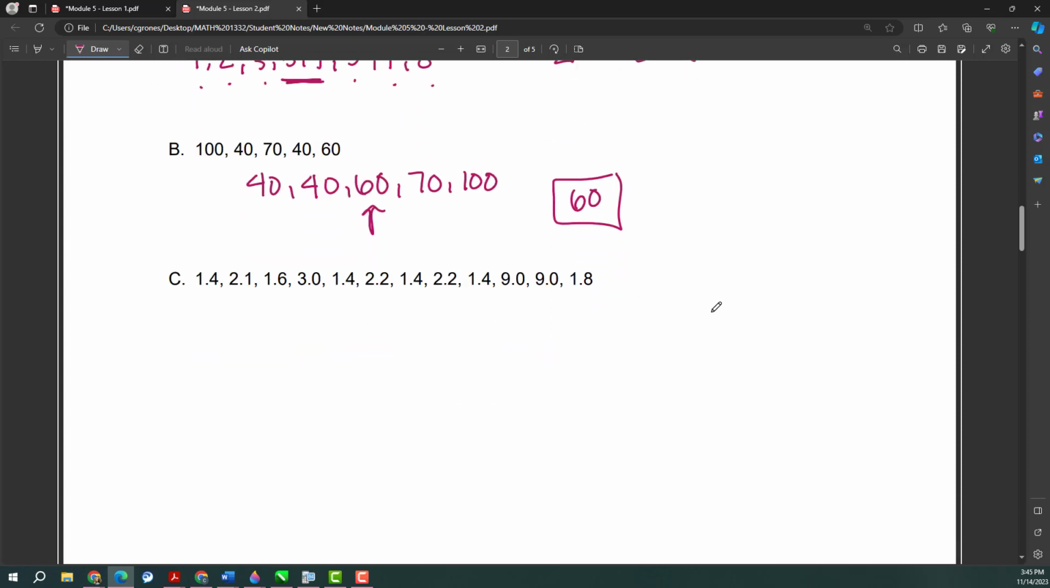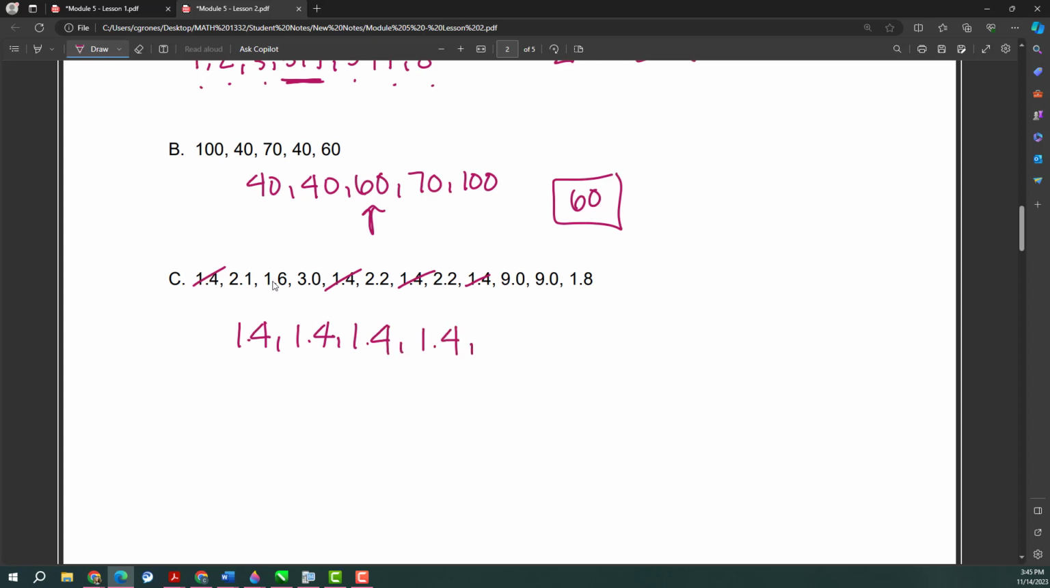All right. What about C? So 1.95. How did you get it? Put them all in order, divide the 2 middle ones. 1.4, we've got 3, 4, 1.4s.